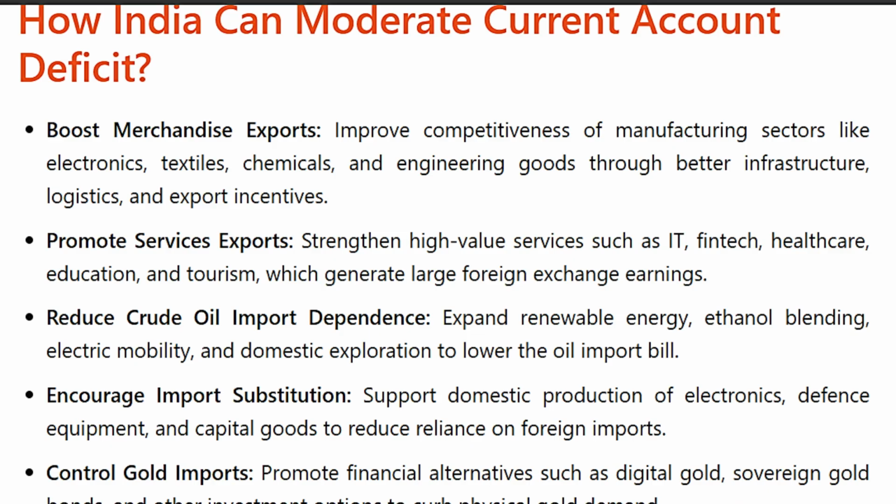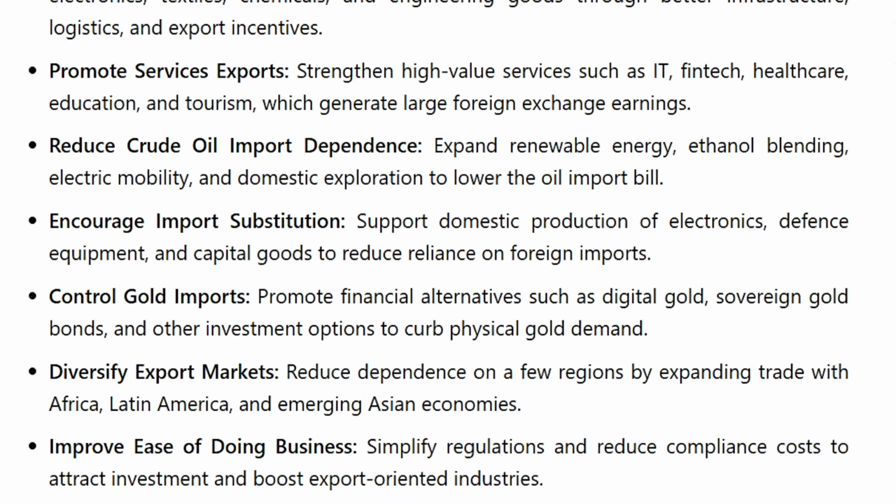Reduce crude oil import dependence: expand renewable energy, ethanol blending, electric mobility, and domestic exploration to lower the oil import bill. Encourage import substitution: support domestic production of electronics, defense equipment, and capital goods to reduce reliance on foreign imports. Control gold imports: promote financial alternatives such as digital gold, sovereign gold bonds, and other investment options to curb physical gold demand.